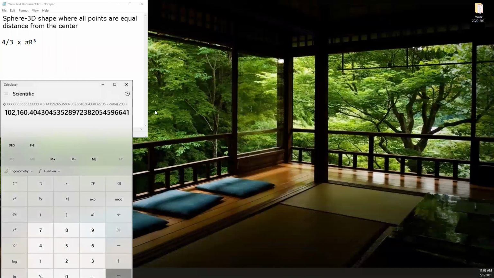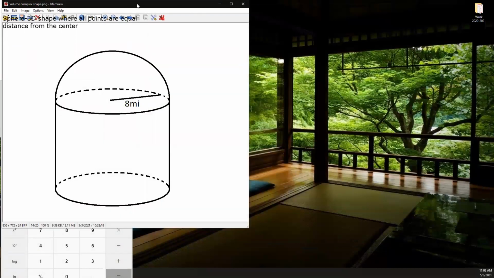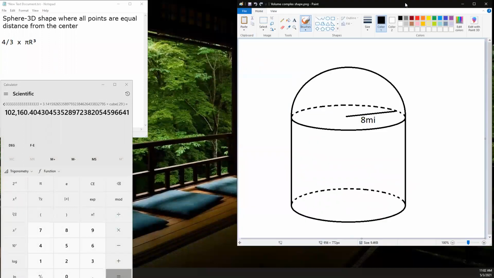So close this. Move on to the next example, which is our last volume example, which I need to edit. But it's got a sphere in it. There we go. All right.